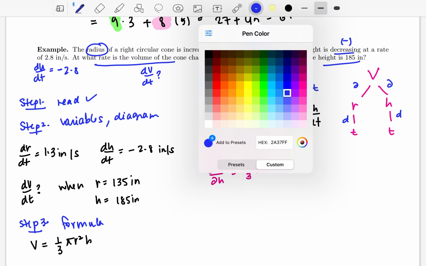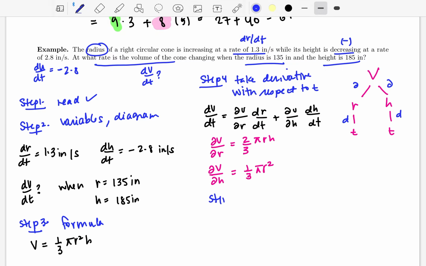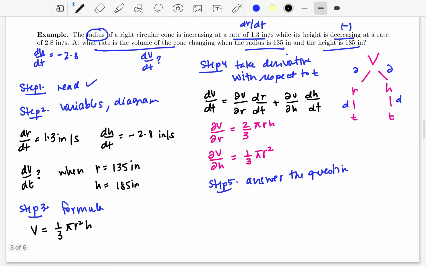So my next step, I'm ready to answer the question. So step 5, answer the question. And the question is, how is the volume changing? Well, dV/dt is equal to dV/dr, exactly when r is equal to 135 and h is equal to 185. So I get that dV/dr is equal to 2/3 pi, r is equal to 135, and h is equal to 185. And then I get dr/dt.